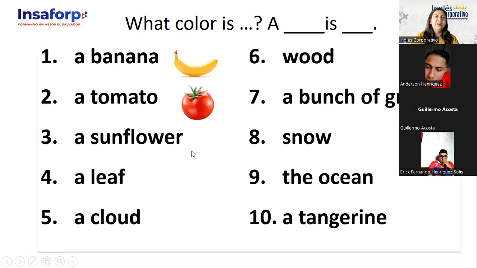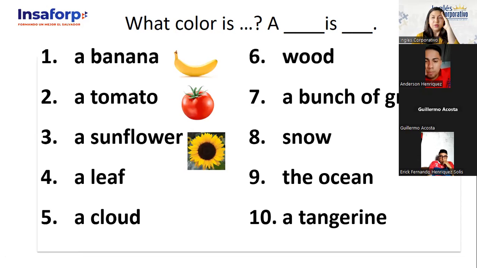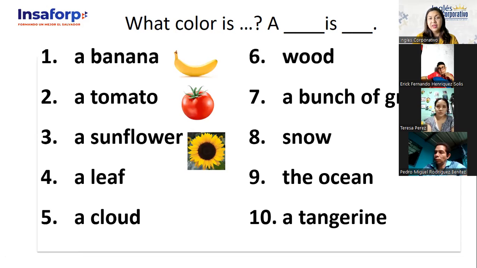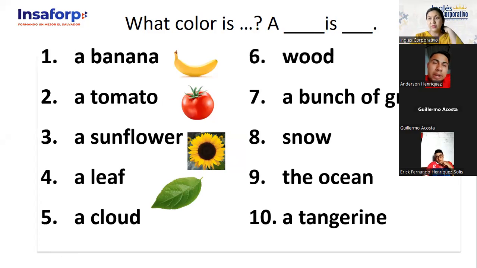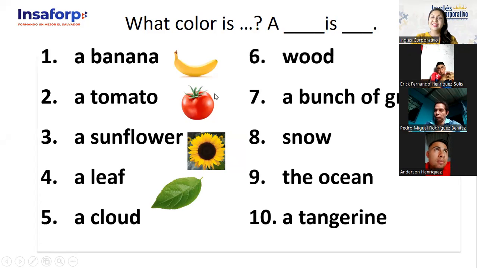Okay. It's red. What color is a sunflower? A sunflower is yellow. Is yellow and black. What color is coffee? Brown. Yes. I have my coffee here, but the color of my coffee is brown, right? It's brown, not coffee, it's brown. My coffee is brown. And what color is a leaf? Green. It's green. A leaf. No dejan de usar la leaf. A leaf is green.